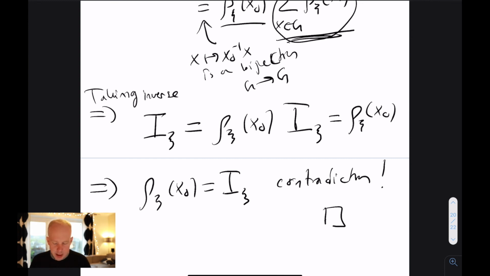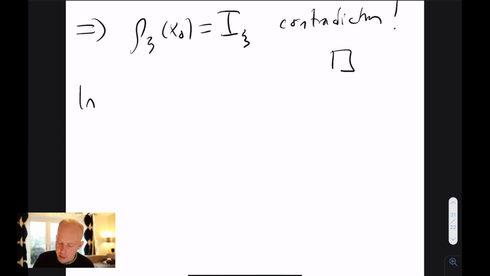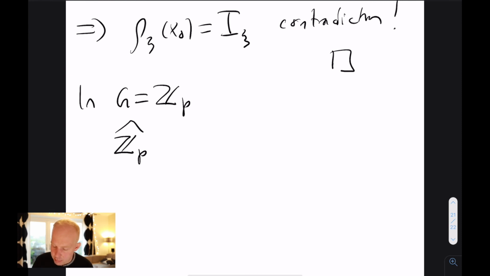Okay, so that's the basic idea that we have here. The final thing I wanted to mention before I go to next week, which is the last week's topic: have a look at the lecture notes, and you can see that if you do this all inside the group G equal to Z_p, the representations can be identified with Z_p. So the dual group would be identified with Z_p.